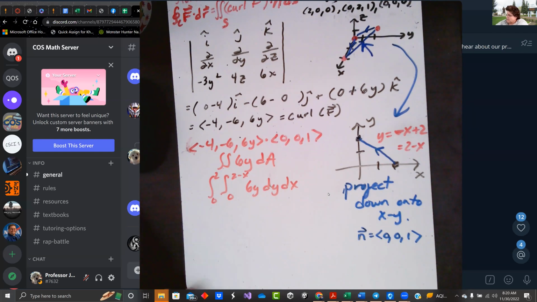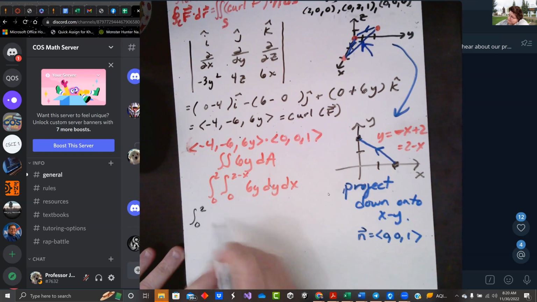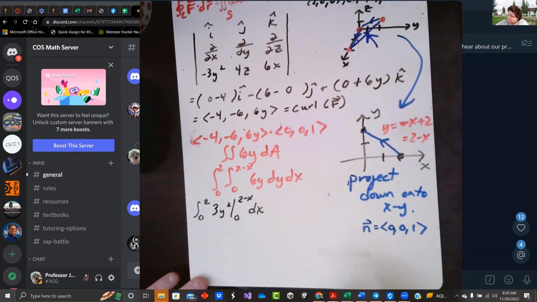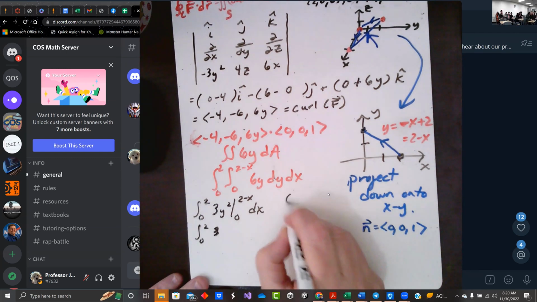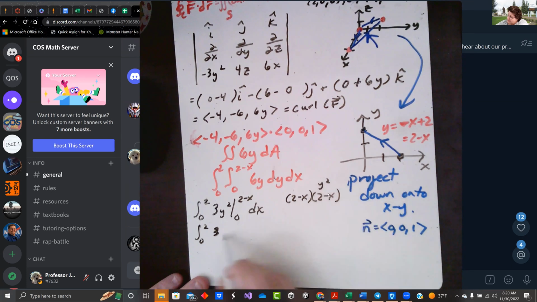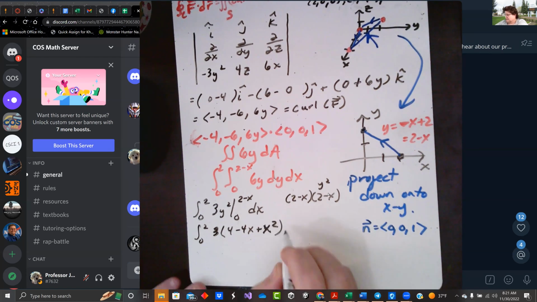So, I agree. We got 0 to 2. 6y integrated will be y squared divided by 2, so 3y squared, evaluated from 0 to 2 minus x, dx. So what we have is 3 times 2 minus x times 2 minus x for our y squared. That is 2 times 2 is 4, then minus 2x is minus 4x, and then minus x times minus x is plus x squared, dx.